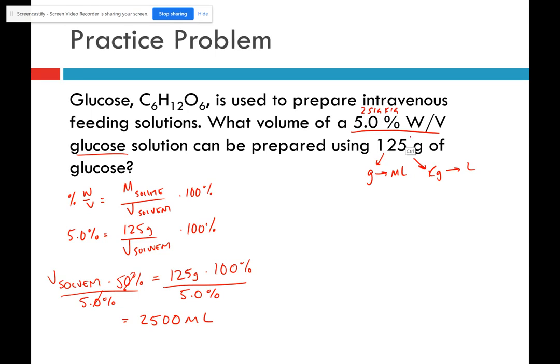If we look at our question, 5.0 has 2 sig figs because the 0 has a number to the left of it. 125 grams has 3 sig figs. So I'm going to report this to 2 sig figs. I could report this as 2.5 times 10 to the 3 milliliters. Or, because we know that there's 1,000 milliliters in a liter, you could also report this as 2.5 liters. So what that means is if I dissolve 125 grams of sugar, glucose, in 2.5 liters of solution, I'm going to make a 5% weight by volume IV feeding solution.